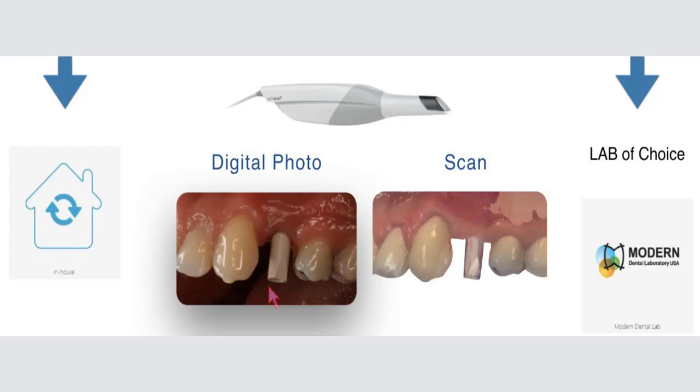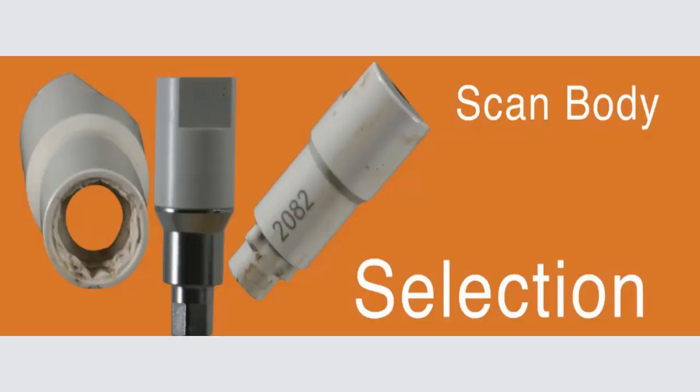So you have your scan flag in place, which is in the digital photo you are seeing here. And then you have the scan and the flag on the scan. And now you can work in-house. You can send to a laboratory. In this case, I designed once again, and I have, for instance, the laboratory producing my restorations.